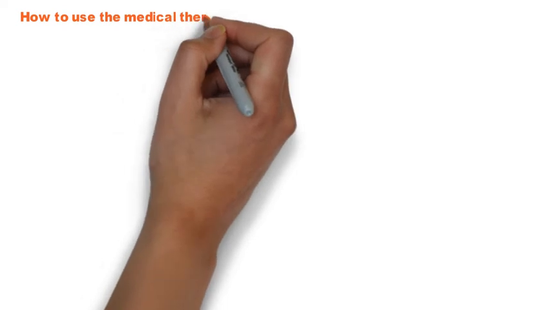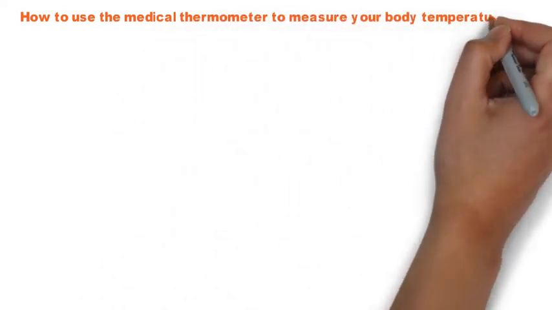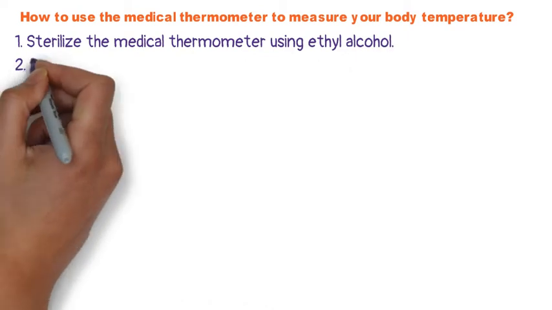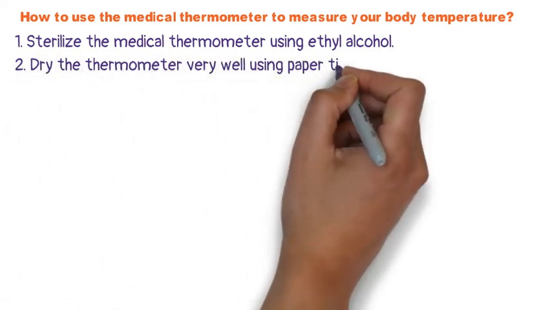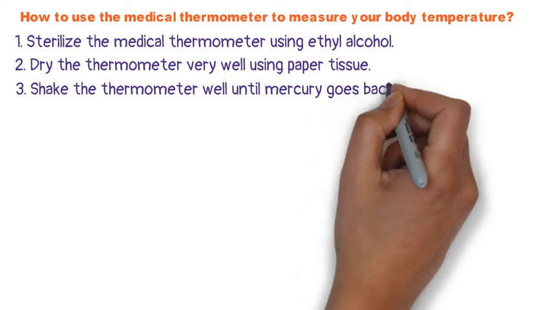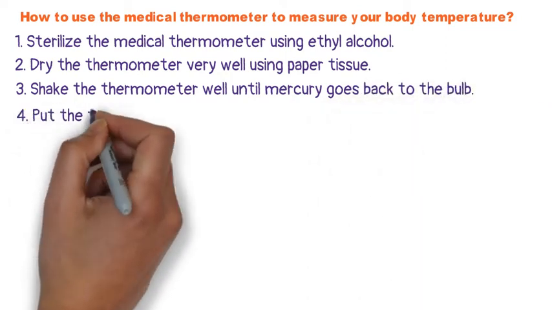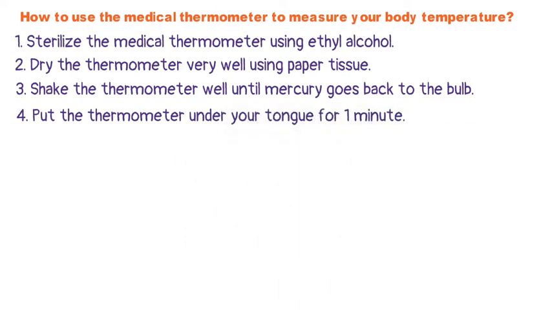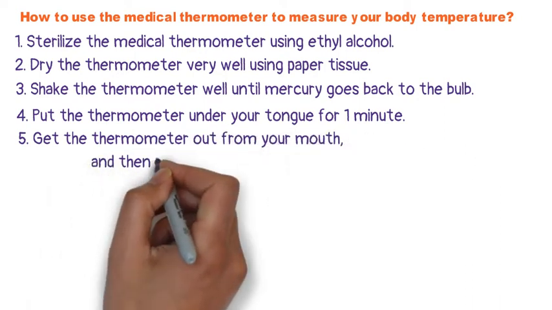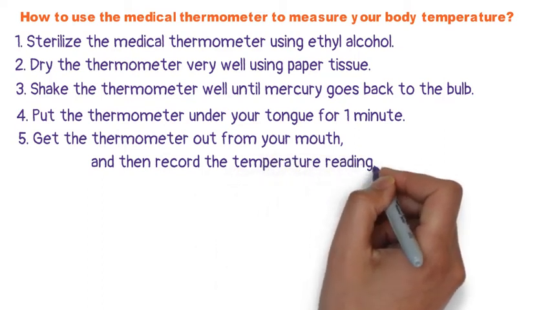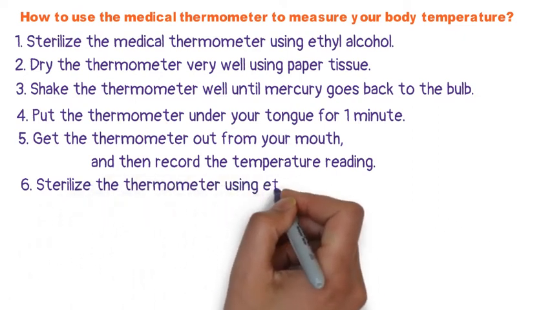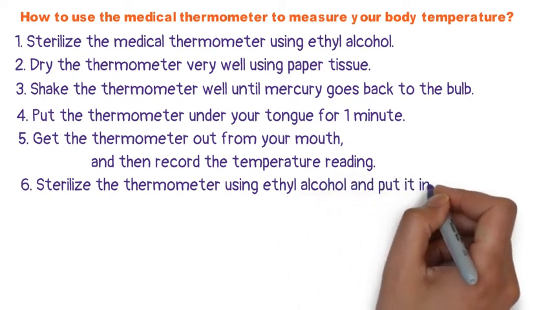How to use the medical thermometer to measure the temperature of our body? First, we should sterilize the medical thermometer using ethyl alcohol. Second, dry the thermometer very well using a paper tissue. Then, shake the thermometer until the mercury goes back to the bulb. Then, put the thermometer under your tongue for 1 minute. After this, take the thermometer out of your mouth and record the temperature reading. When you finish using this thermometer, you should sterilize it again using ethyl alcohol and put it in the box.